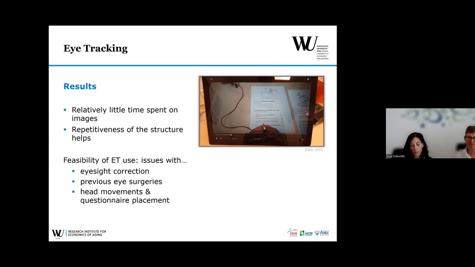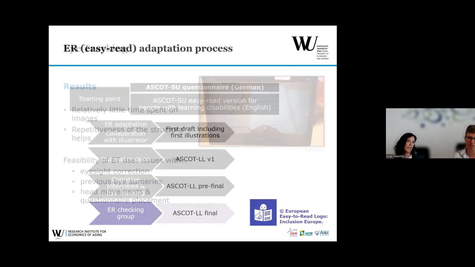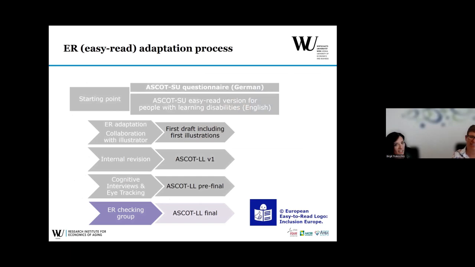And we also had issues because we used eye tracking glasses that people wore instead of or over their regular glasses, with head movements and questionnaire placement when people moved around the questionnaire in front of them. So that made the data very noisy. Yes, those are the main eye tracking results.